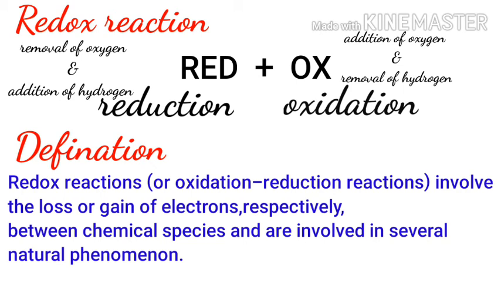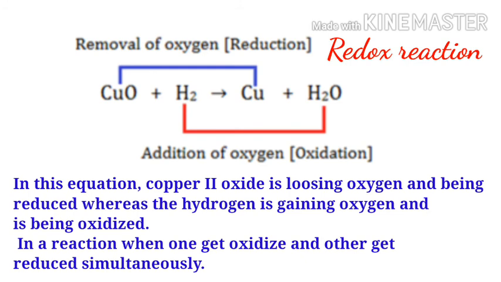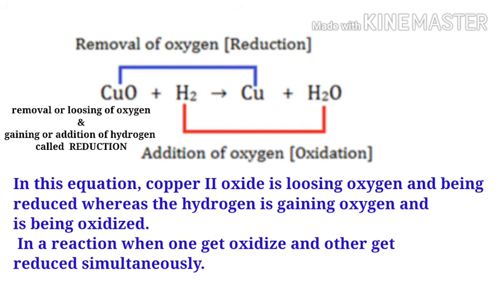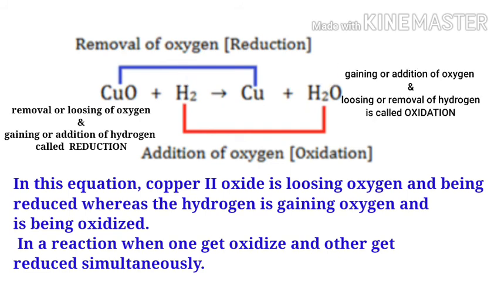With the help of an example we will learn. Reduction and oxidation take place simultaneously in a particular reaction. In this equation we can see CuO plus H2 forms Cu plus H2O. Here CuO has formed Cu, so O has been removed. So removal of oxygen is called reduction, and H2 formed H2O, that is O has been added. So addition of oxygen is called oxidation.